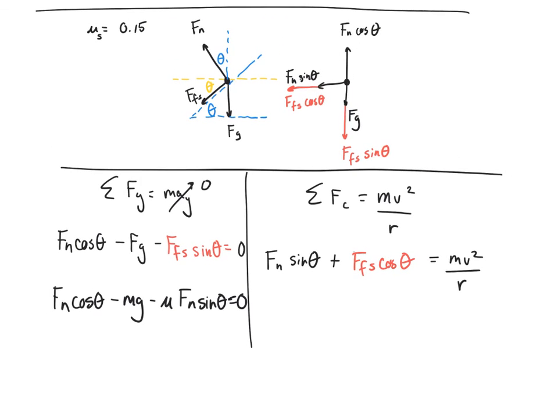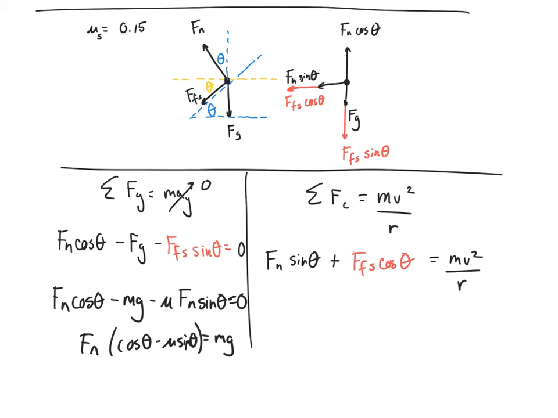I'll show you what I'm going to do here. Again, I'm going to move mg over here first, because it doesn't have Fn in it. Then I'm going to factor Fn out of what's left on the left side, leaving me behind with cosine theta minus mu sine theta. This is why math is so important that your skills are perfect, because it's not easy, the work we're doing here.